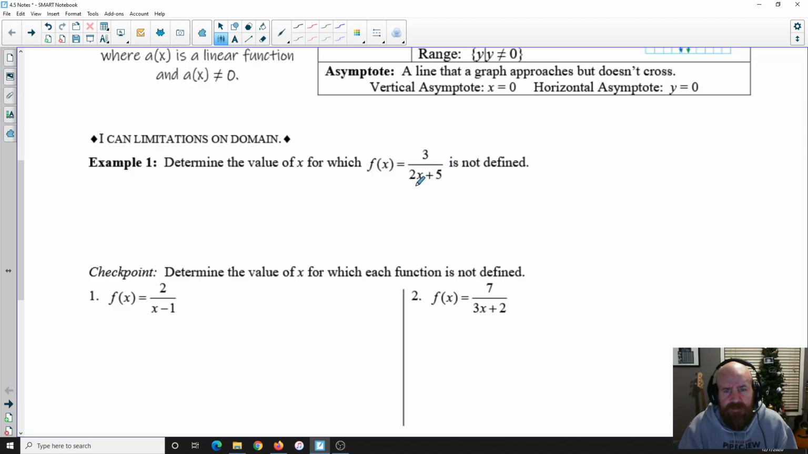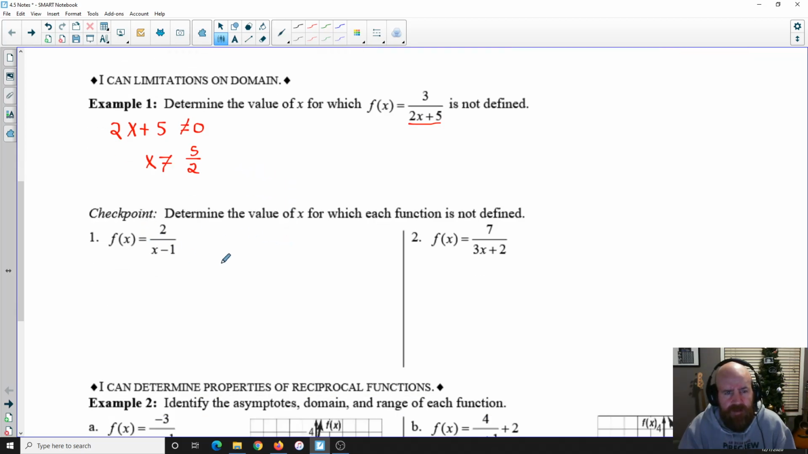So if we look at this function, we just look at the bottom and we say that the denominator cannot equal 0 because we know we cannot divide by 0. This is the thought process that we had when we were solving rational equations. So if we solve for x here, we would say that x cannot equal 5 halves.